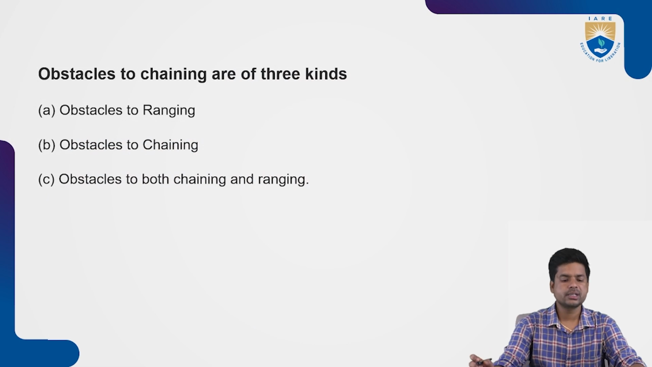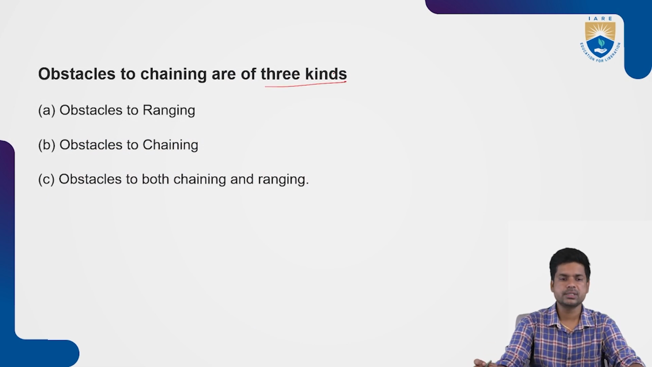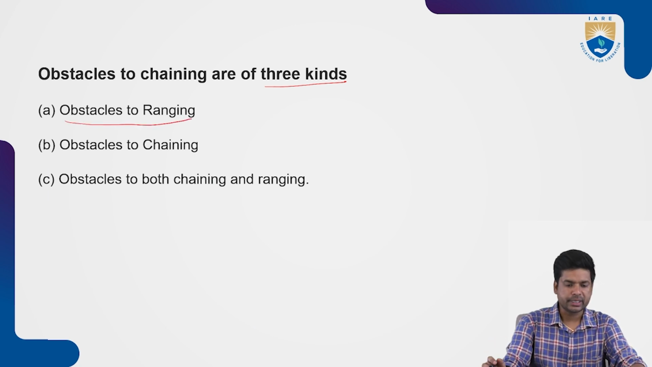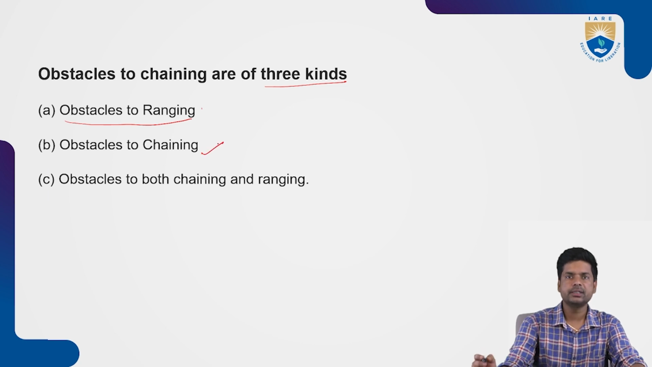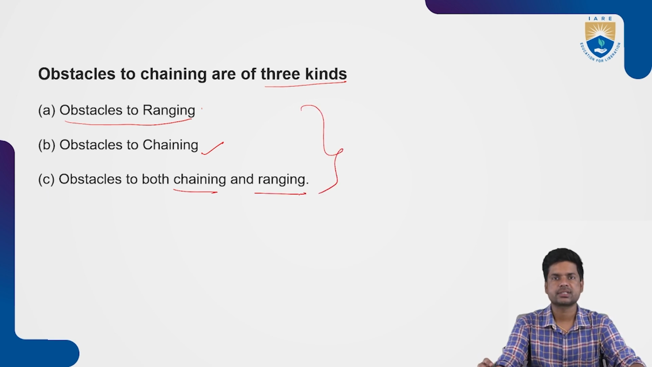Now, obstacles in chaining are of 3 kinds. The first one is obstacle to ranging, the second one is obstacle to chaining, and the third one is obstacles to both chaining and ranging. About these 3 obstacles we are going to discuss now.